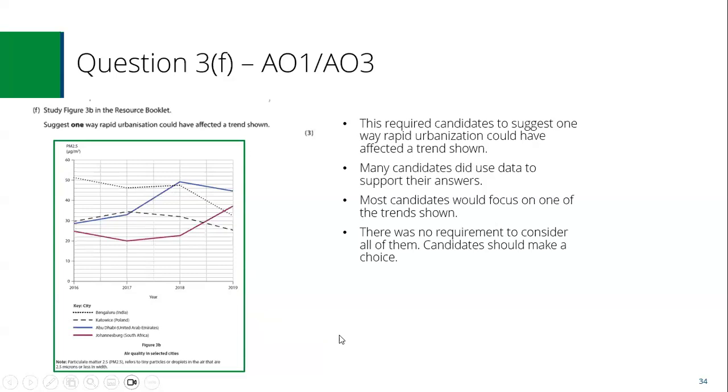In terms of question 3F, this really required candidates to suggest one way that rapid urbanisation could have affected the trends shown. Many candidates did use the data, which was good. Most candidates would focus on one of those trends, and there was no requirement at all, because it's only worth 3 marks, to consider all of them. They really should have made a choice, and that was the important thing to recognise.